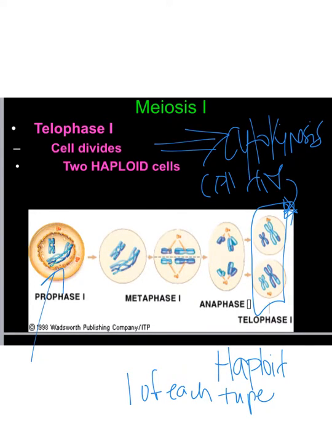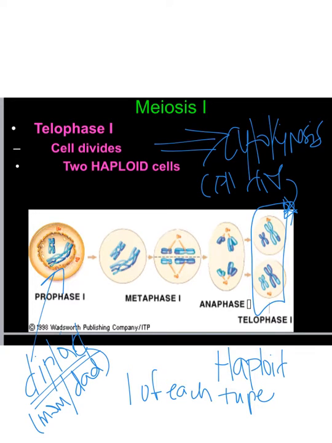So our parent cell in this case was diploid. In this case, we had 2 of each type of chromosome. So for each chromosome, we had one from mom and we had one from dad. In the case of the daughter cells that we make at the end of meiosis 1, both of these cells are what we call haploid. We only have one of each type that comes from either mom or dad.